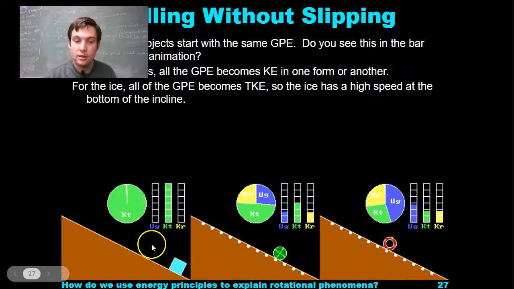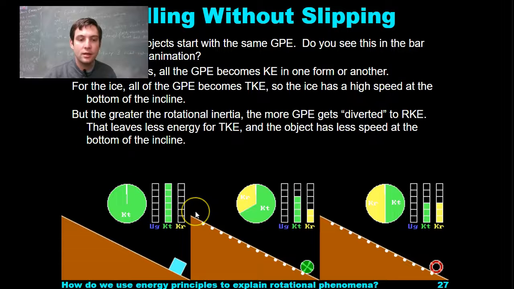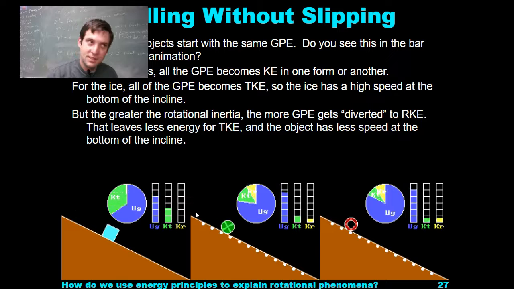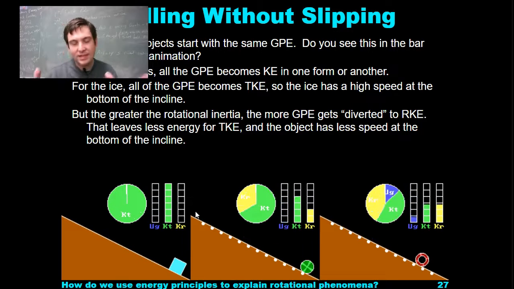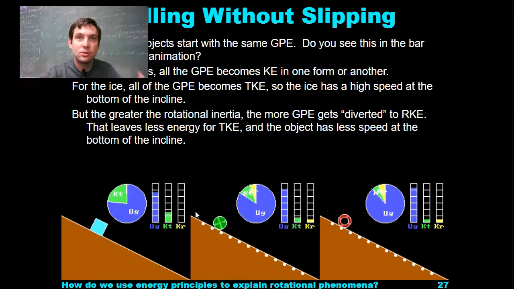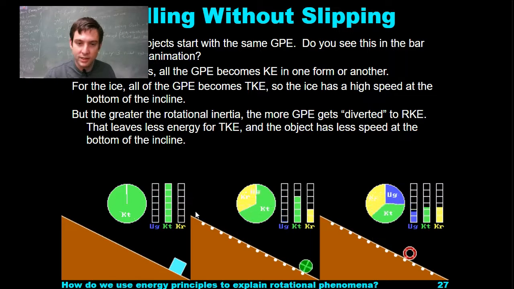Frictionless block, greater velocity. The greater the rotational inertia, the more gravitational potential energy is going to be diverted, stolen, taken away, something like that. It still remains in the system. It's just doing other things. Rather than moving the object forward, it's also having to overcome this rotational inertia to get the object rotating.